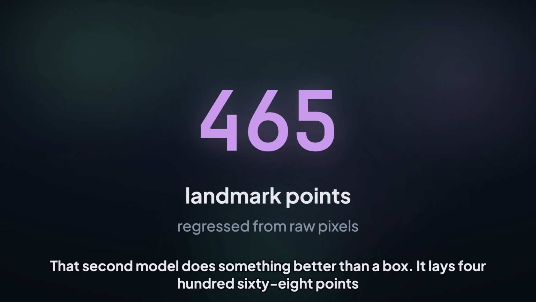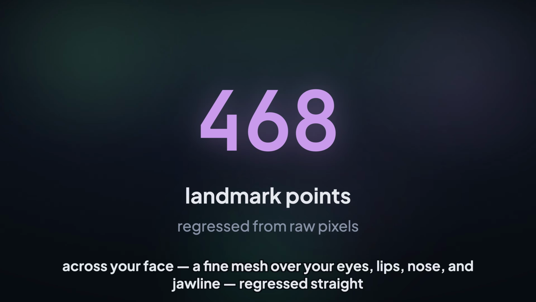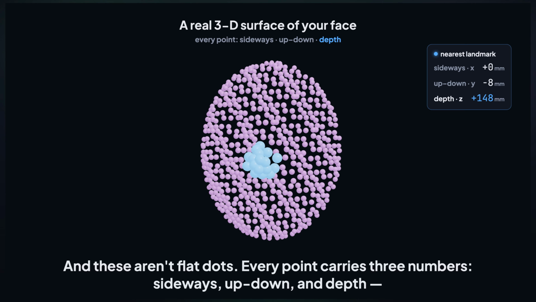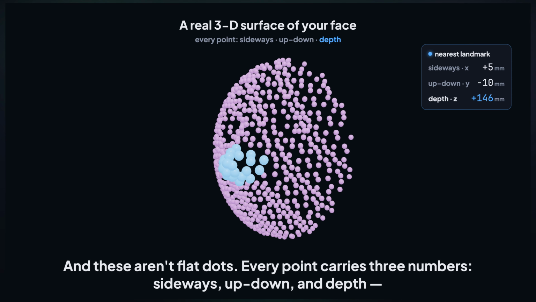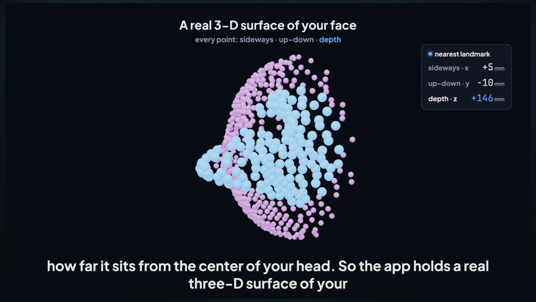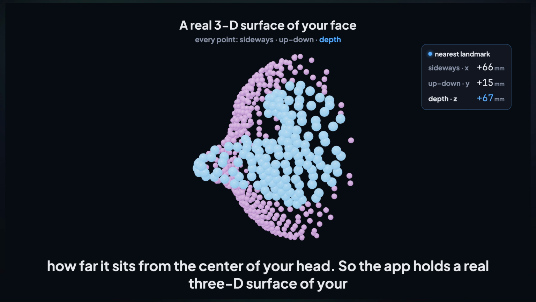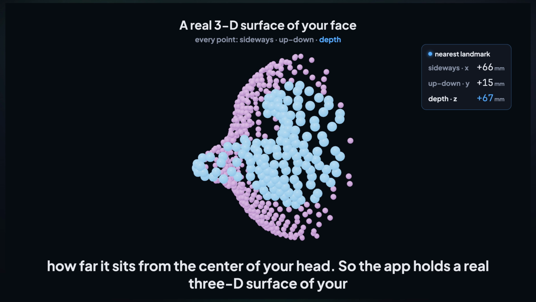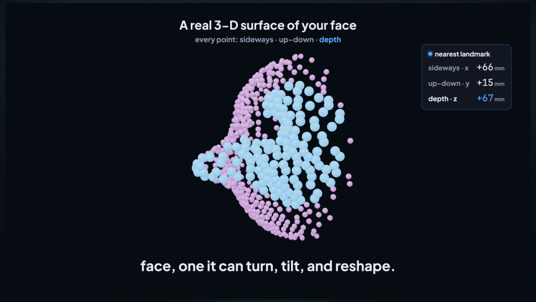That second model does something better than a box. It lays 468 points across your face, a fine mesh over your eyes, lips, nose, and jawline. Regressed straight from the pixels. And these aren't flat dots. Every point carries 3 numbers: sideways, up, down, and depth, how far it sits from the center of your head. So the app holds a real 3D surface of your face, one it can turn, tilt, and reshape.